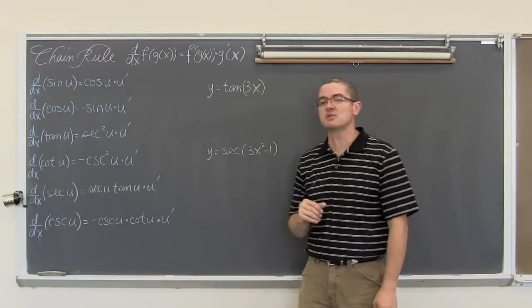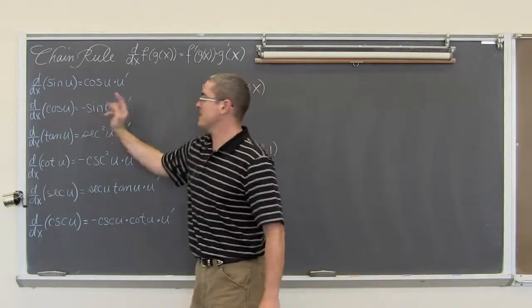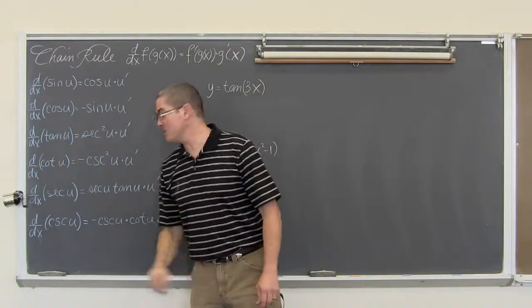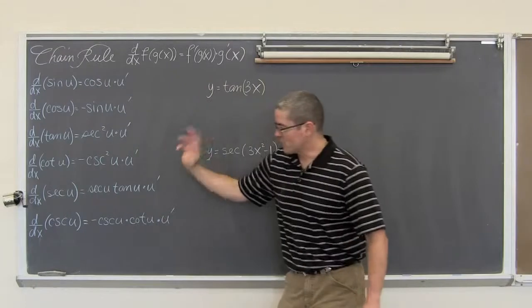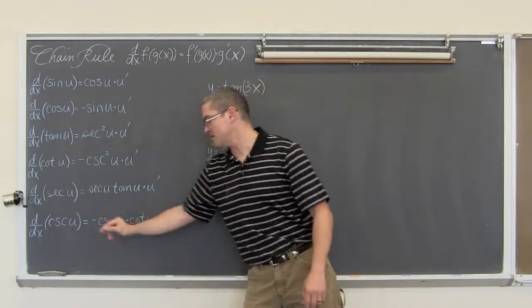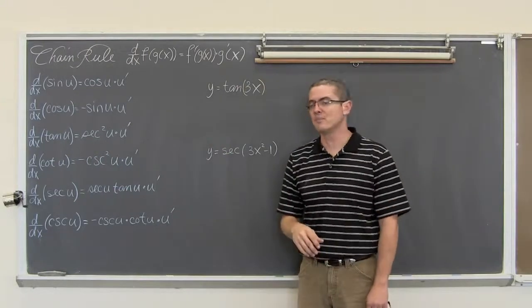We have derivative of sine is cosine, derivative of cosine is negative sine, derivative of tangent is secant squared, derivative of cotangent is negative cosecant squared, the derivative of secant is secant times tangent, and finally the derivative of cosecant is negative cosecant times cotangent.